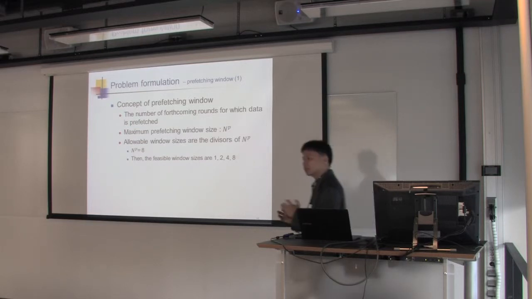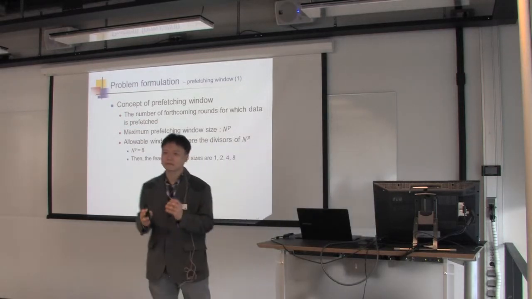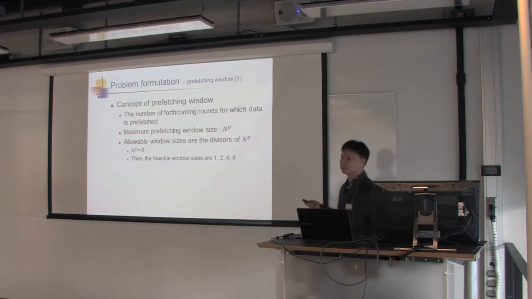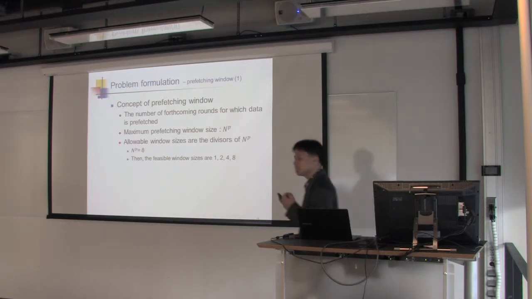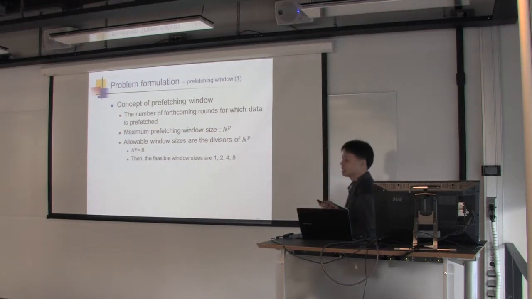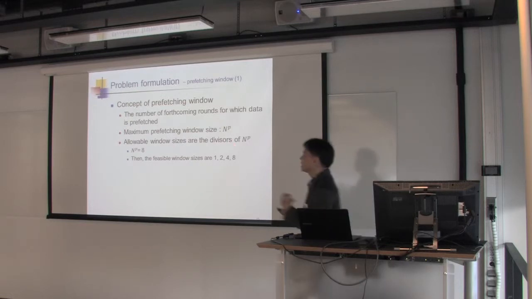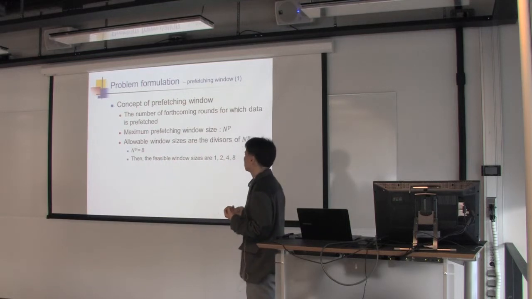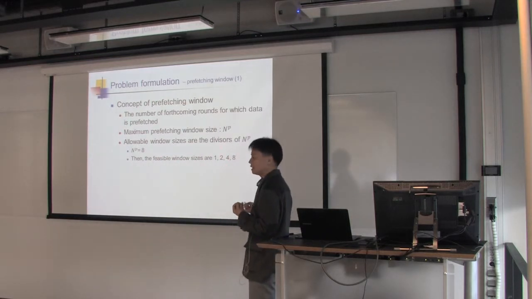To explain this optimization problem, I am now going to introduce the concept of a prefetching window. What is the prefetching window? The prefetching window means the number of forthcoming rounds for which data is prefetched. Basically, we limit the maximum prefetching window size to NP, and the allowable window sizes are divisors of NP. So for example, if NP is equal to 8, the feasible window sizes are 1, 2, 4, 8.